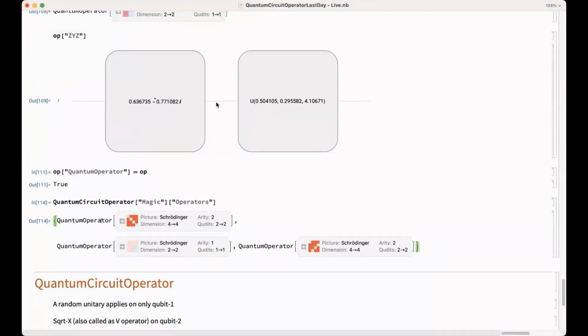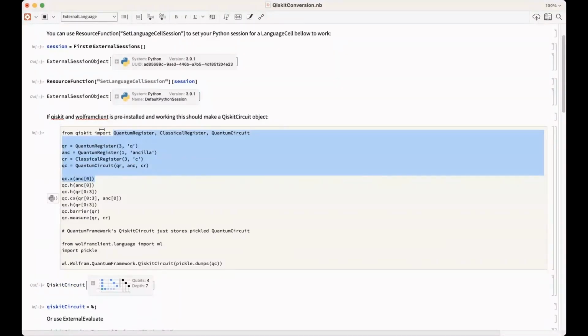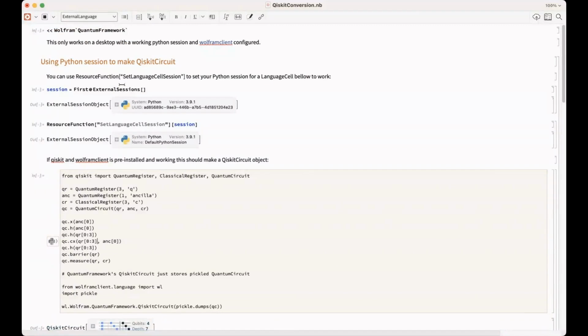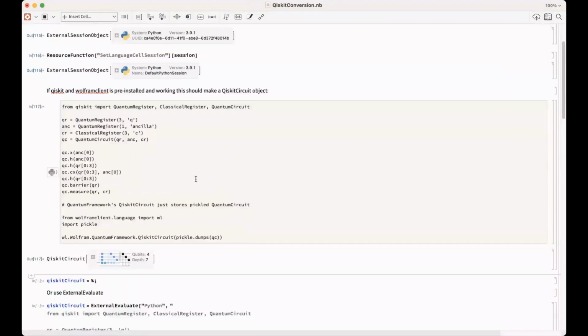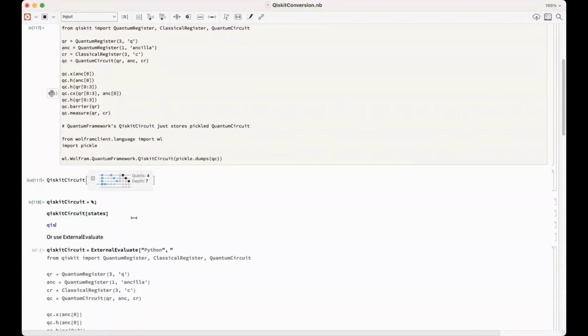But if making it from what I showed in the community post, I think this notebook, hold on, let me share. In this notebook, if you configured your Qiskit environment, you can use a Python language cell here to construct your Qiskit circuit inside of it, and then just use the Wolfram client and make a Qiskit circuit object out of it, like this one. Hopefully, we just try it. Remember, one thing about Qiskit is that it is in Python, so you need external evaluate to deal with that. I'm not sure whether it works now or not as an object itself, because ideally you can use it similar to the quantum circuit in the framework. You can apply it to states, and you can make it into a quantum operator.